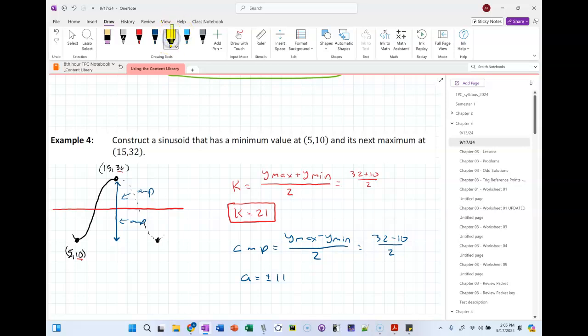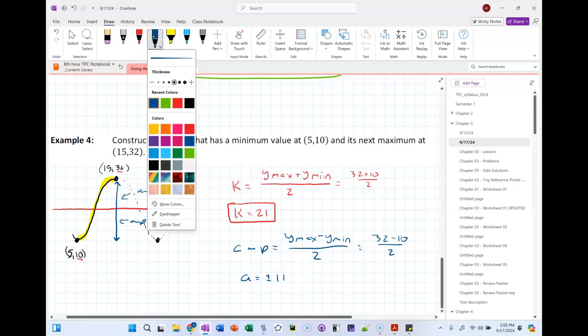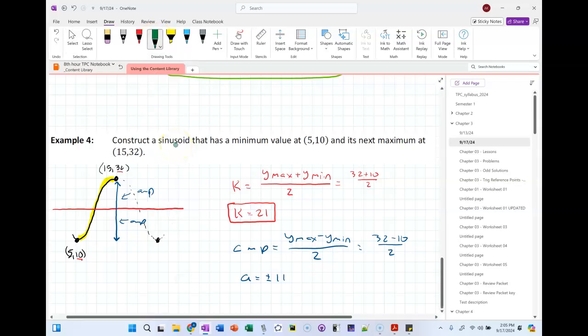If I look at our picture here, how much of a cycle is that piece that we're given from min to max? Half. So guess how much of a period that is?